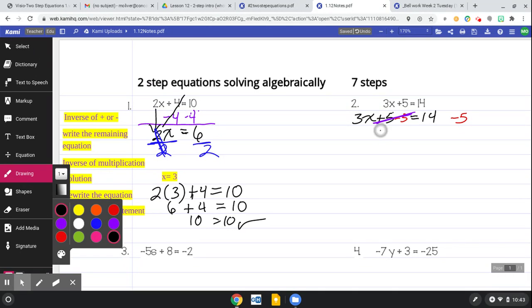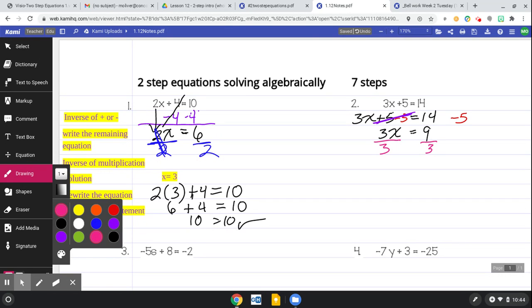All right, so rewrite our equation. I have a 3x left. I have an equal sign. And then what's 14 minus 5? 9. Okay. Next step says use the inverse of multiplication. Well, what's the inverse of multiplication? We're going to divide.